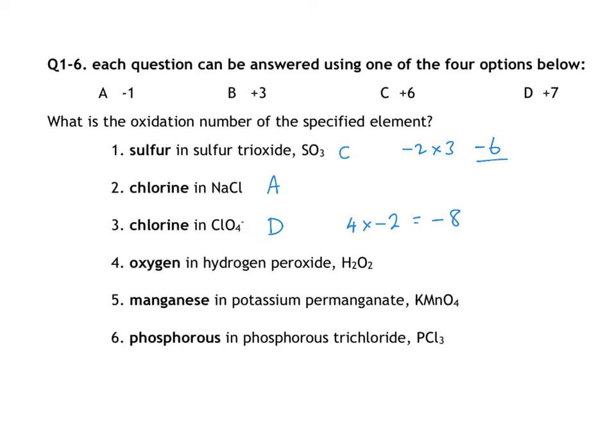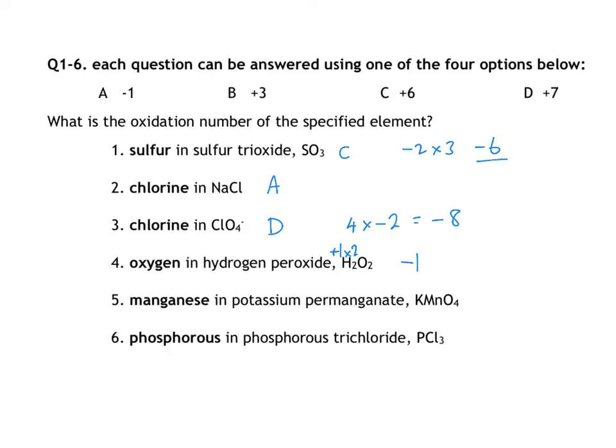Oxygen in hydrogen peroxide, so -2 is not an option here anyway. Remember, this is the unusual case where because the hydrogen is +1, the oxygen is -1, and that's because of that bonding where the oxygen is bonded to a hydrogen atom but then also bonded to another oxygen atom.